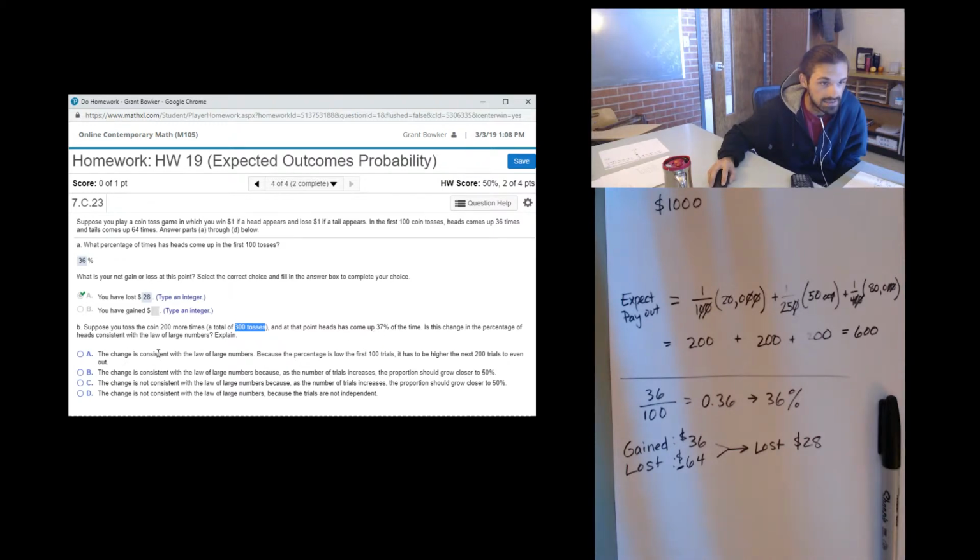So the change is consistent, the change is consistent, not consistent, not consistent. So C and D, no thanks. A and B: the change is consistent with the law of large numbers because the percentage is low the first 100 trials. It has to be higher the next 200 trials to even out. It doesn't have to do anything. So A is not looking very promising. B, the change is consistent with the law of large numbers because as the number of trials increases, the proportion should grow closer to 50%. Absolutely. All right.